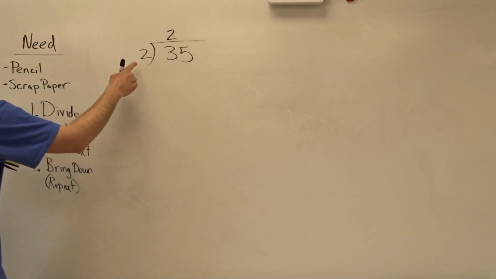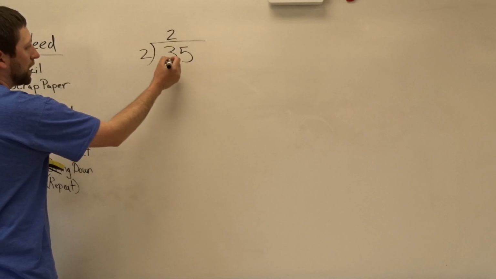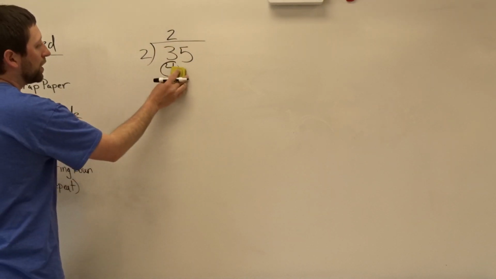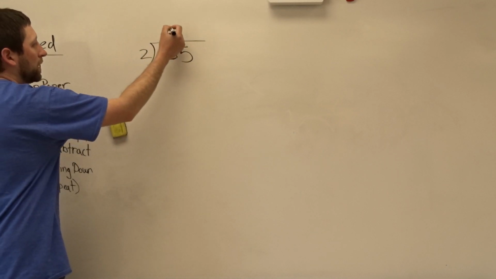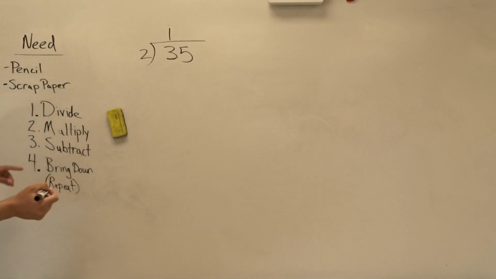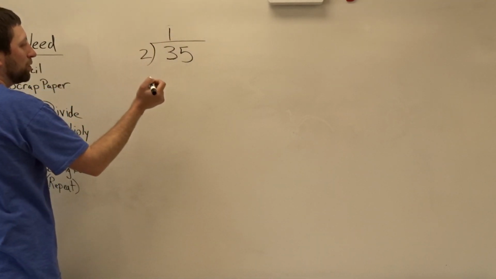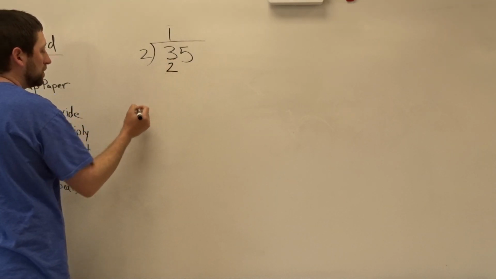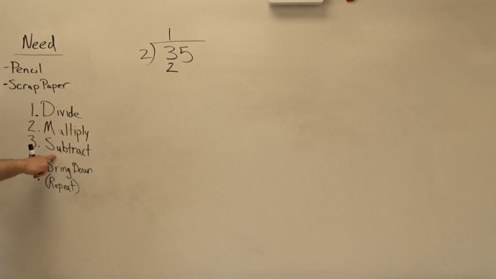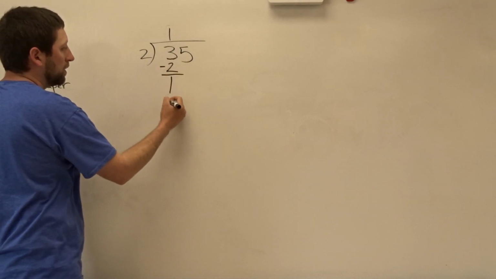Because my second step is multiply 2 times 2, that is 4. This number down here cannot be bigger than the number we are dividing. So 3 divided by 2, I can do that one time. Second step is to multiply. We're going to multiply 1 times the number we're dividing by. 1 times 2 is 2. Third step, subtract. 3 minus 2 equals 1.